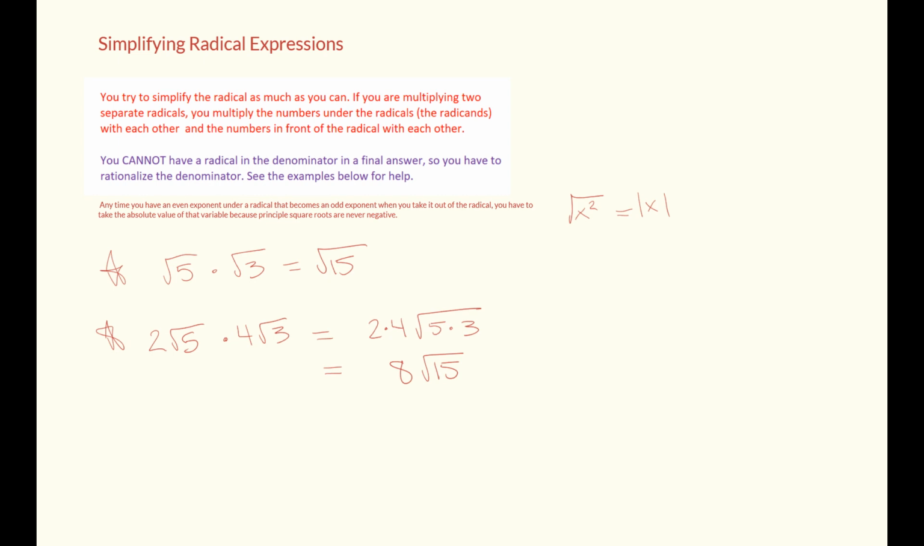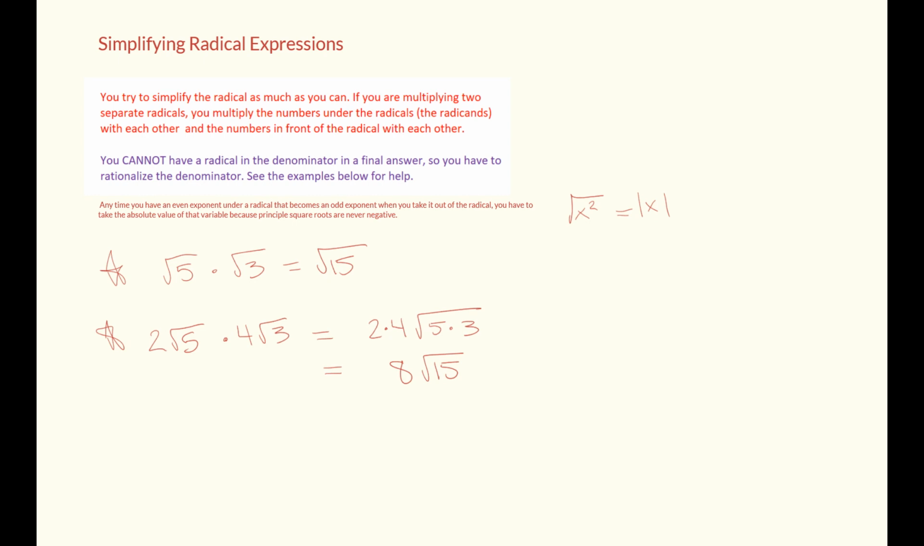Anytime you have an even exponent under a radical, like right here, that becomes an odd exponent when you take it out of the radical. You have to take the absolute value of that variable because principal square roots are never negative.